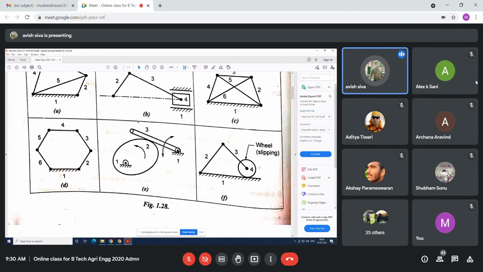Here you can see one wheel. So the contact between wheel and the link number 1, that forms the higher pair. And you can see 3 joins. It is clear from the figure there are 3 binary joins, 1 higher pair, and 4 links. Then what about degrees of freedom? 2. Yes, good. Degrees of freedom 2.